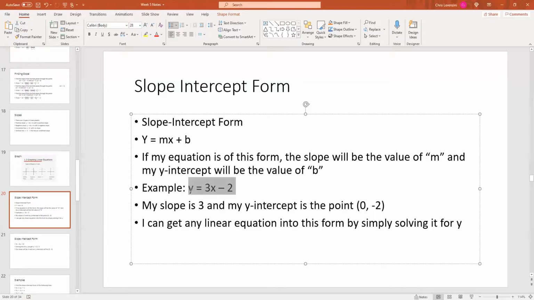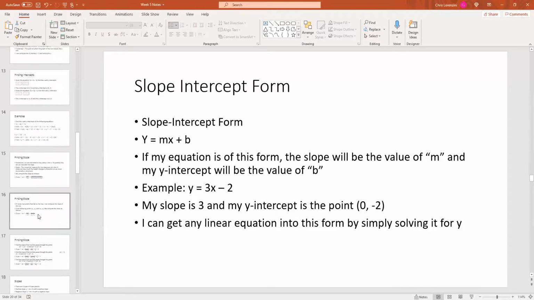So for example, if y is equal to 3x minus 2, the number in front of the x is the slope. So my slope m is equal to 3. And the y-intercept will be the value of b. I use negative 2, right? Because I have plus b, this is minus 2. So the intercept is negative 2. So my y-intercept is (0, -2).